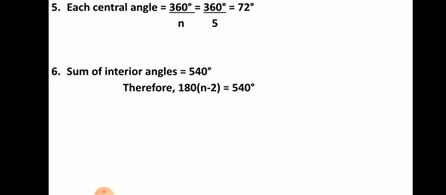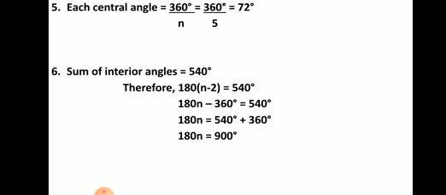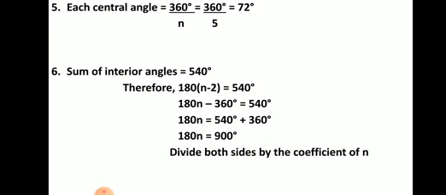So now we have 540. They have already given us 540. So you say 180 times n, 180n minus 180 times, you open the bracket, 180 times 2, you get your 360. Then is equal to 540. When you collect like terms, you get 180n is equal to 540 plus 360, which will give us 900. Divide both sides by the coefficient of n, and that will give us 5 as our answer. It means our number of sides is 5, from the question given. So that is that. We have answered the 6 questions.